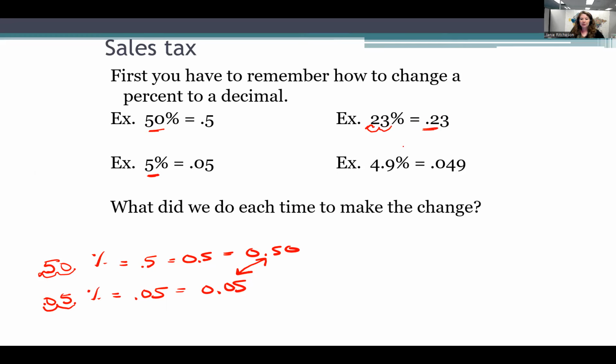So anytime you see a percent, to change it to a decimal, no matter where it is in the original problem. If you don't see it, obviously it's sitting to the right of the number. But if you see it, you're still moving that decimal to the left 2 places, 1, 2, and this becomes 0.049. What do we do to make the change? Move the decimal 2 places to the left.